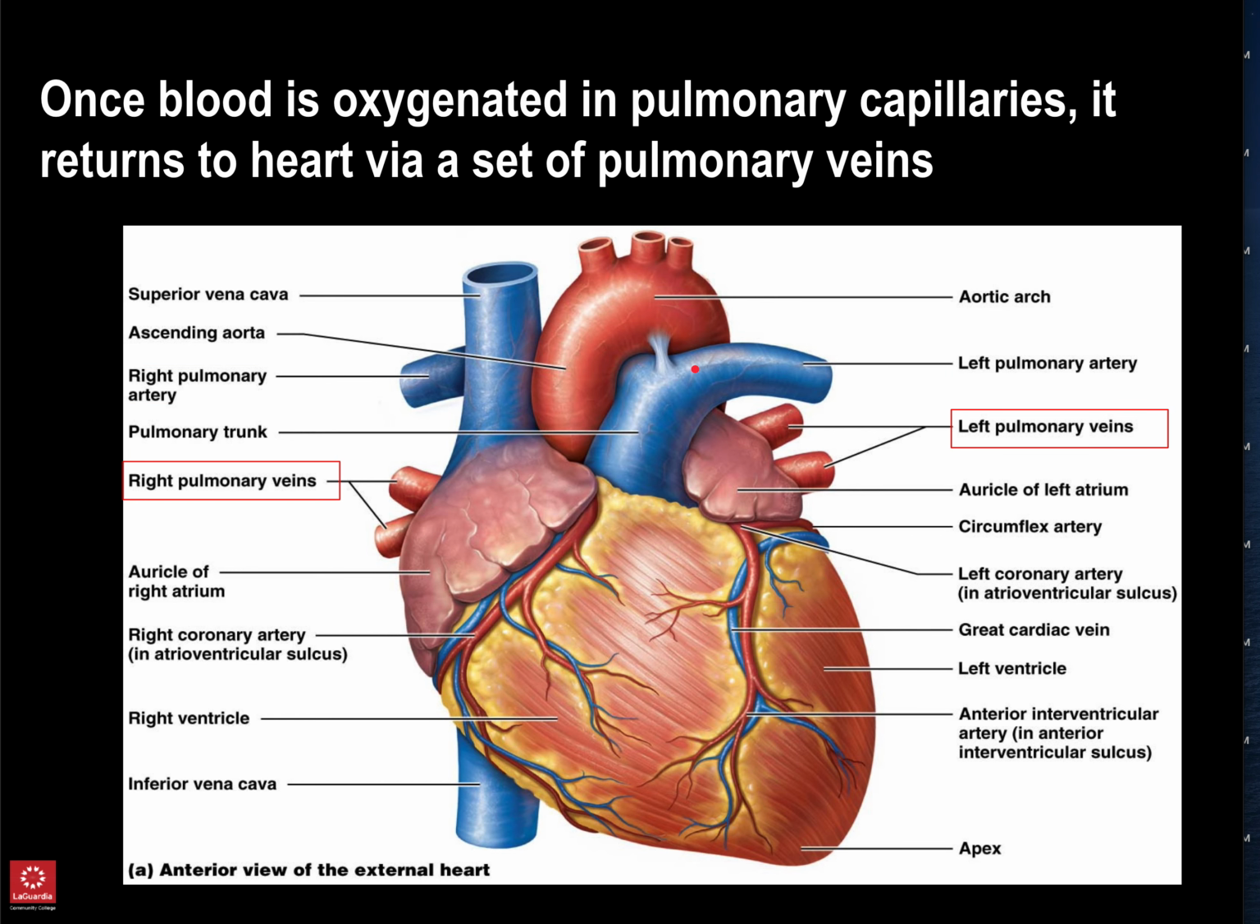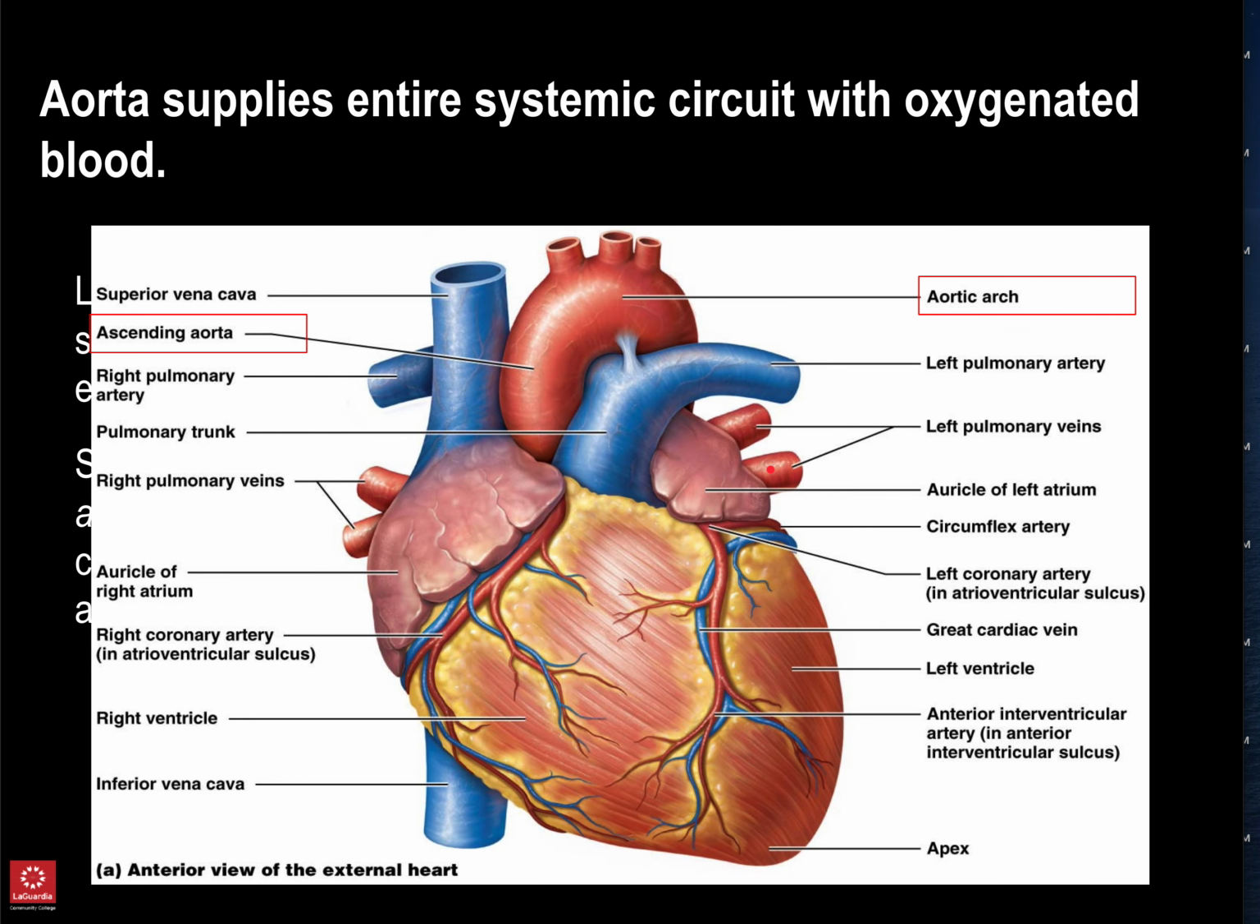Once the blood is oxygenated in the pulmonary capillaries, it returns to the heart via a series of pulmonary veins. Notice these veins are red because they carry oxygenated blood. But that doesn't matter. You wouldn't have gotten this wrong because you know that veins bring blood to the heart. And the aorta supplies the entire systemic circuit with oxygenated blood.